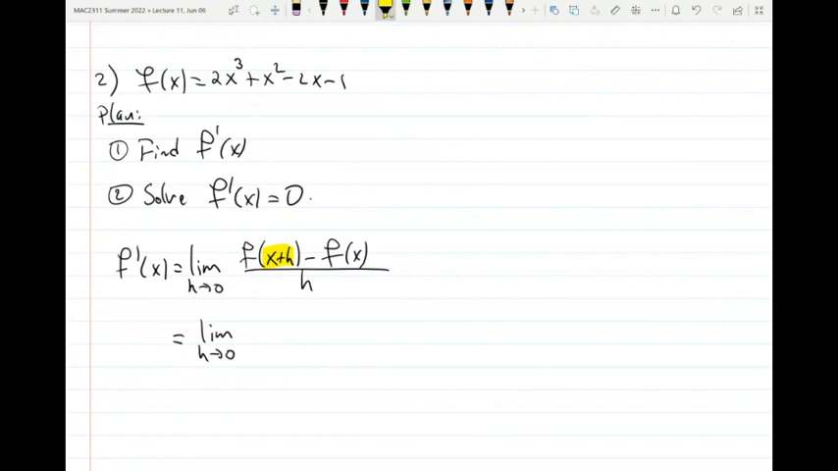What does that mean? I have to go to my formula. Every place that I see an x, I replace it by x plus h. So, as I suggested, just put parentheses. Write down your formula, and wherever you see the x, just put parentheses. And then inside the parentheses, you put the x plus h. Are we okay with this?